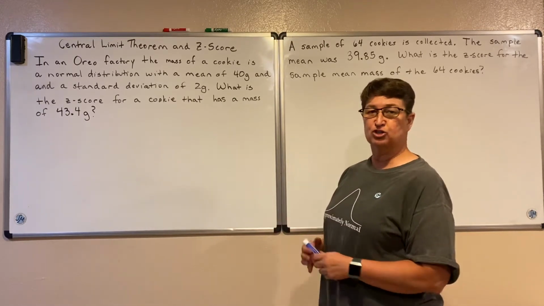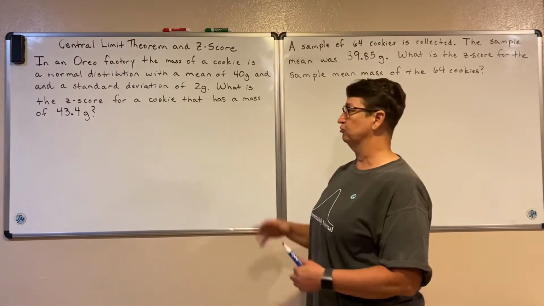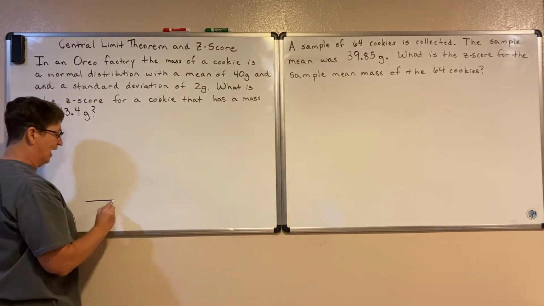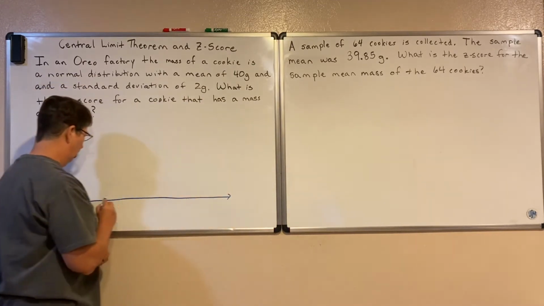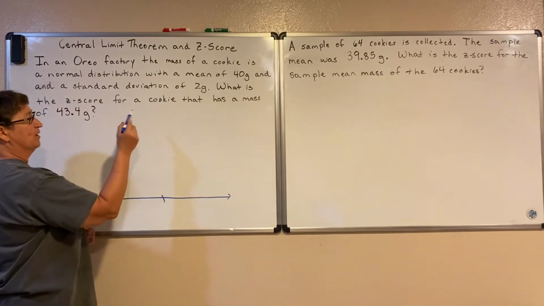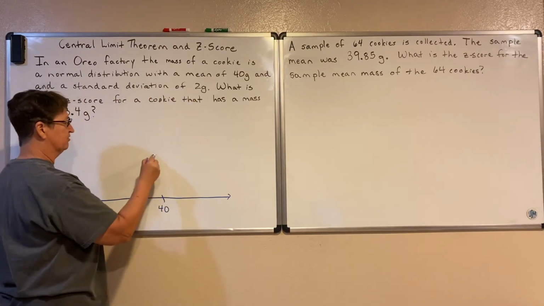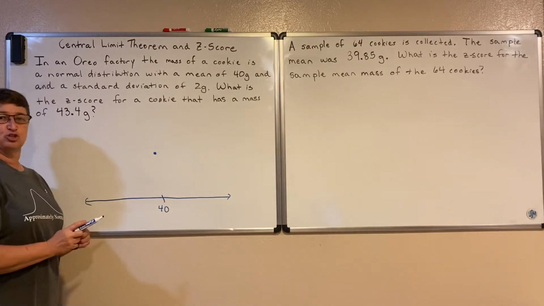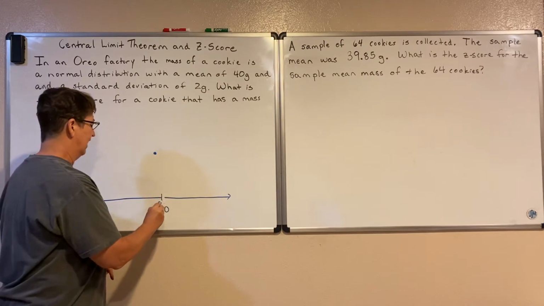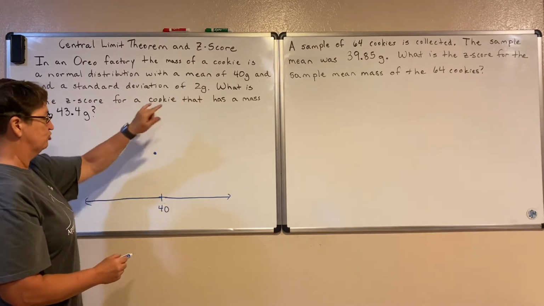So let's first look at this distribution that this cookie belongs to. This population of cookies, if we were to find the mass of all of those cookies, we create a distribution. It would be a normal distribution with a mean of 40. Remember, our mean is here in the center. In a normal distribution, your mean, median, and mode are at the peak, right in the middle. Then we can count by this standard deviation of 2 grams.